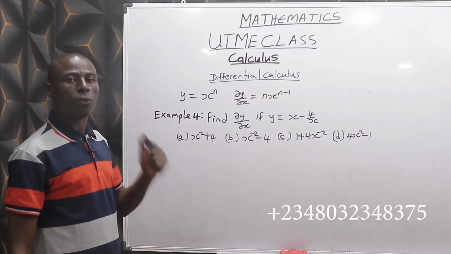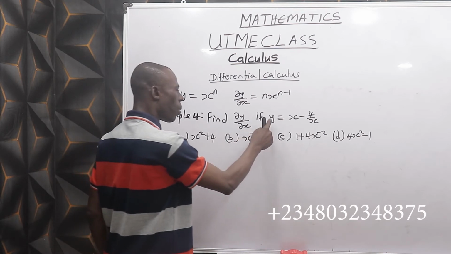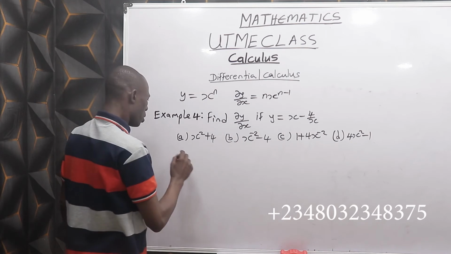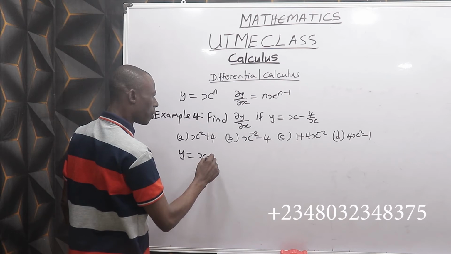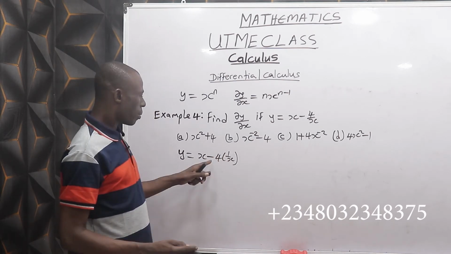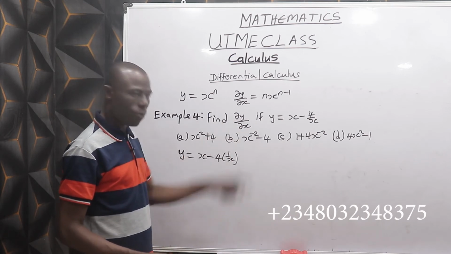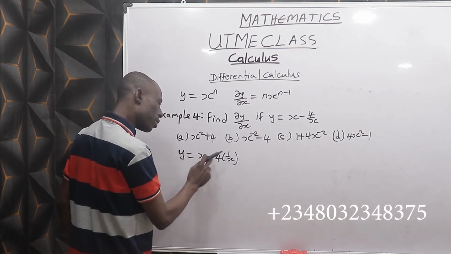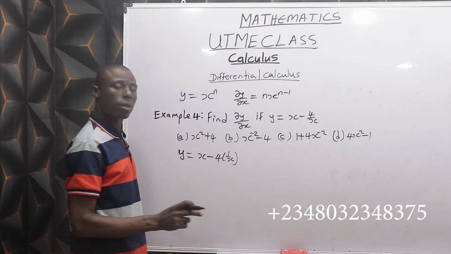Let's look at example 4. Find dy/dx if y equals x minus 4 over x. Let's rewrite our function as x minus 4 into 1 over x. Remember, minus 4 into 1 over x is the same thing as minus 4 over x. If you use minus 4 to open this bracket, the minus 4 will multiply the 1. It will give us minus 4 over x.